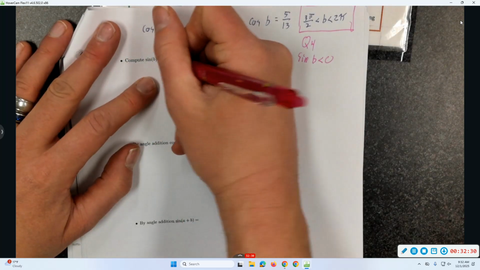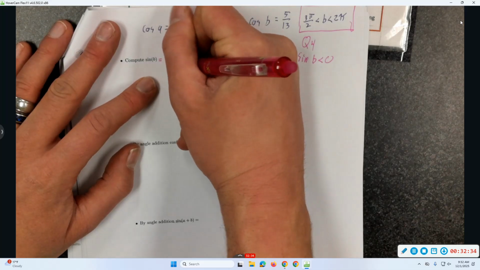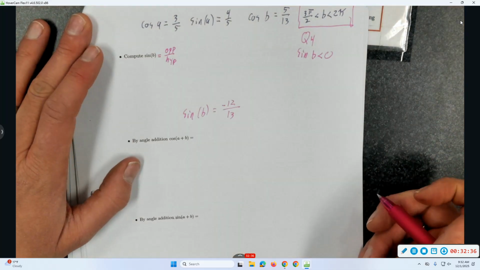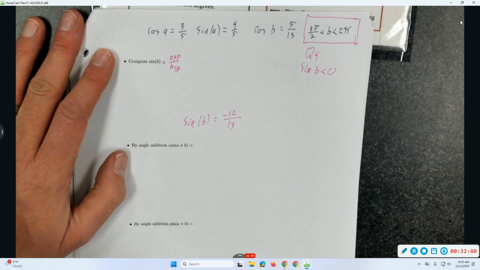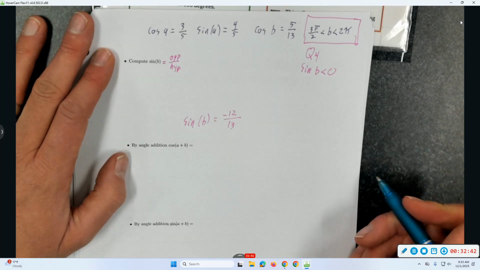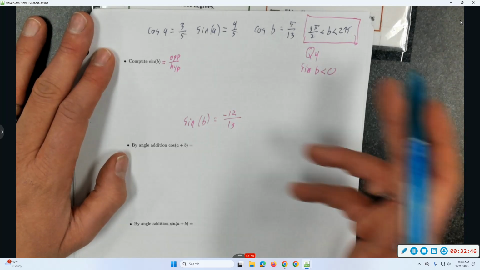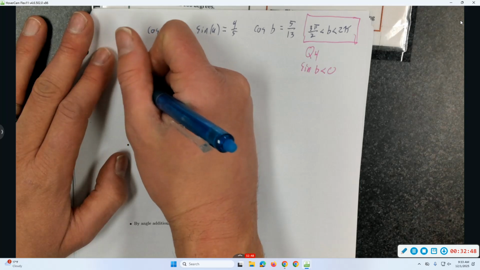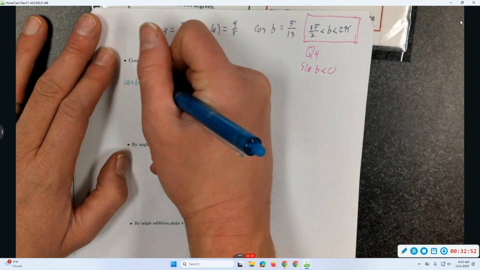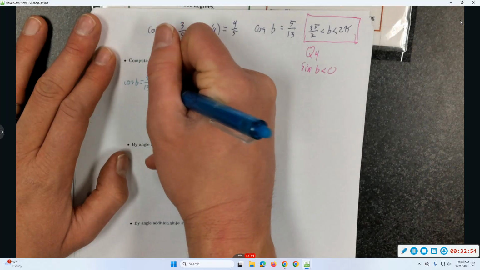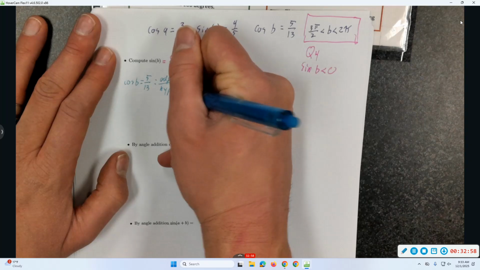Well, sine of b by SOHCAHTOA is going to be the opposite over the hypotenuse in a right triangle. And what fact do I know about the angle b? I know cosine. So let's use that. Cosine of b is 5 over 13. That's the adjacent over the hypotenuse.